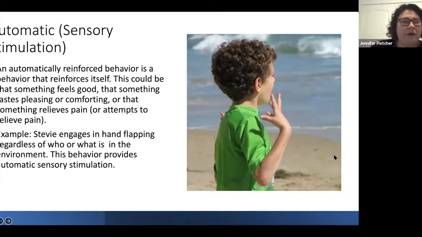All right, so let's talk about automatic. Automatically reinforced behavior reinforces itself. So it's maintained based upon the response in the child's body as experienced through sensory input. It's something that feels really good to them. It gives them some type of pleasure, whether it tastes really good or it's something that's comforting or maybe something that relieves pain.